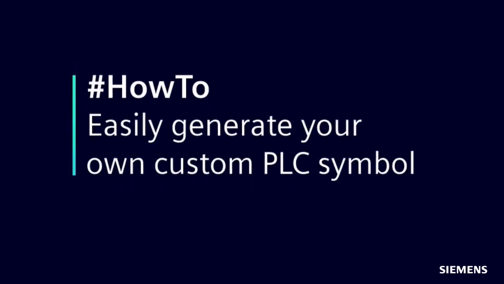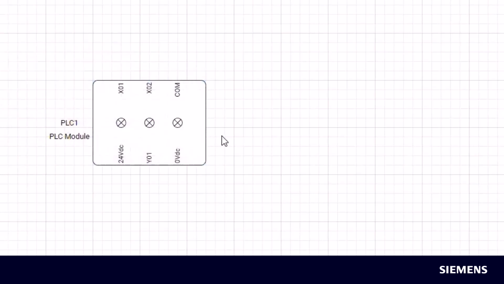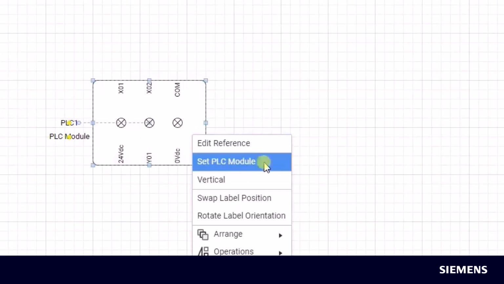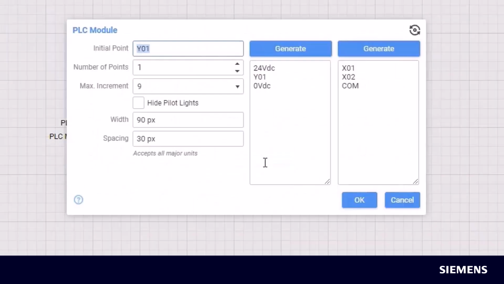In Capital Electra X, you can use a programmable logic controller, or PLC, symbol to generate input, output, or any analog module from any manufacturer. Drag and drop a single-sided or double-sided PLC symbol onto your drawing, then right-click and select Set PLC Module. In this case, we are going to generate 8 output points, so we set the number of points to 8 and click Generate. Then we will need to move the 0 VDC to the bottom manually.